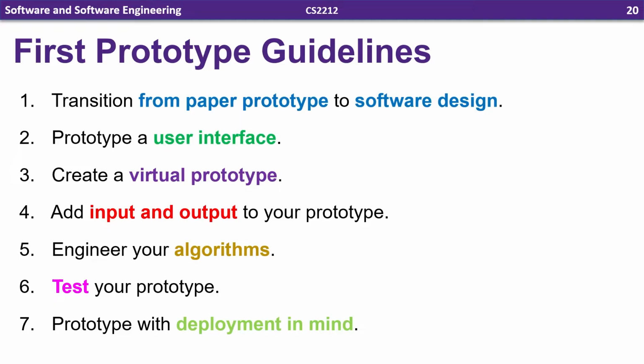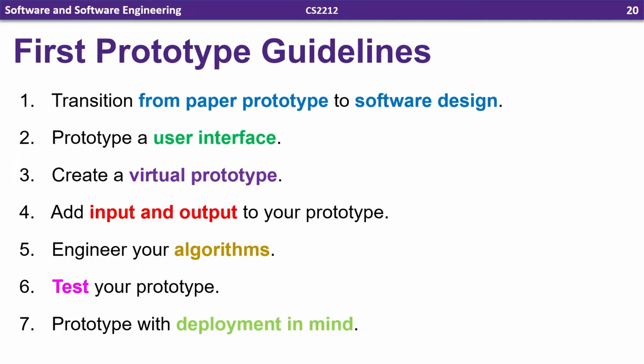After that's approved, you go to number two, prototype the user interface, actually make that user interface in some programming language or software. And by doing this, you're creating a virtual prototype. So it's something that runs, it has code, but it's really just the user interface, showing the layout of things like that. It's not really taking any input or output or doing anything.